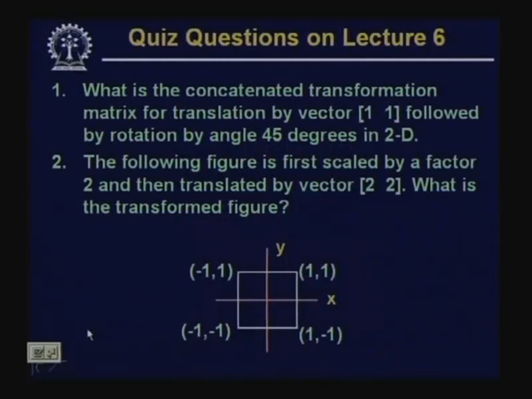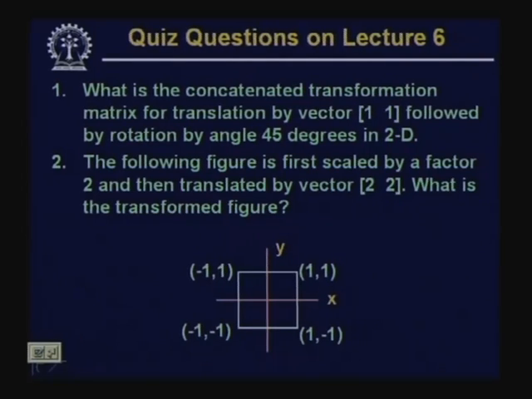So, now let us have some quiz questions on today's lecture. The first question is, what is the concatenated transformation matrix for translation by a vector 1 1 followed by rotation by angle 45 degree in 2 dimension?